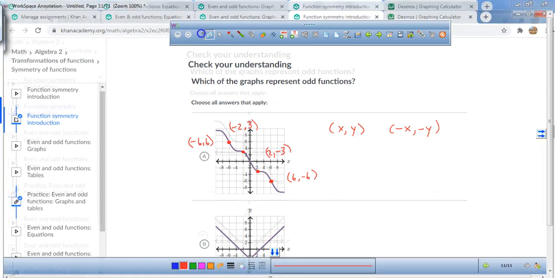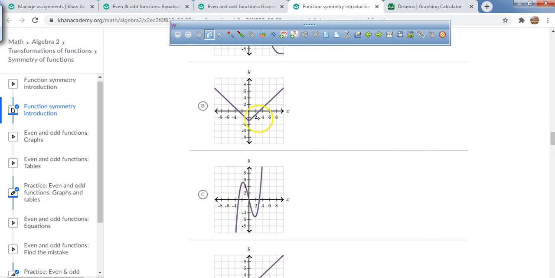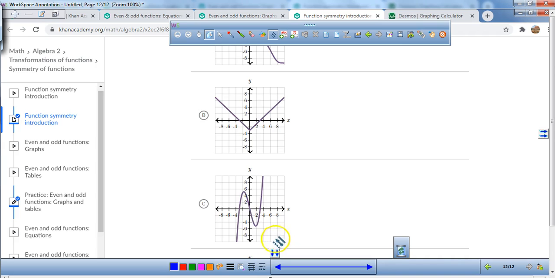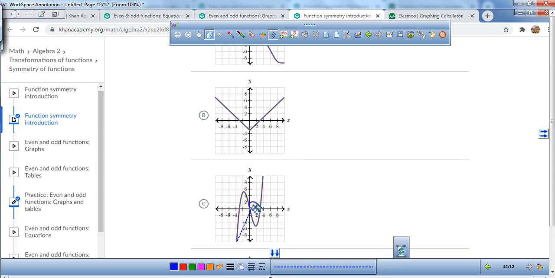So I'm going to select A. Say A is 1. That's an odd function. This is an even function because it's symmetrical with respect to the y-axis. Here's another odd function that's symmetrical about the origin. Now how can you test whether it's symmetrical? Just by visually looking at it. If I connect these right here, it goes straight through the origin. Right here also goes straight through the origin.